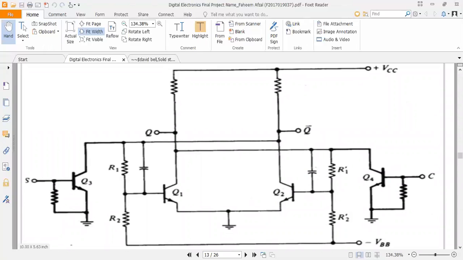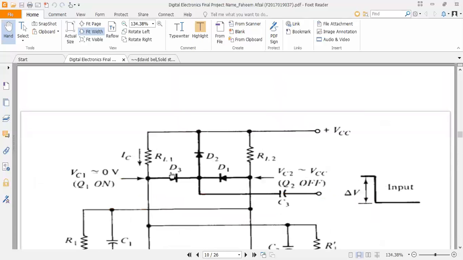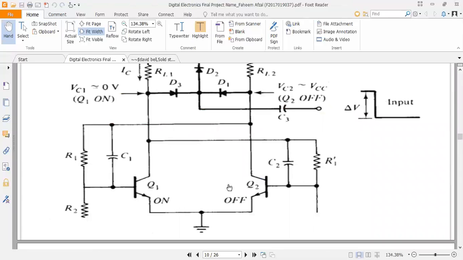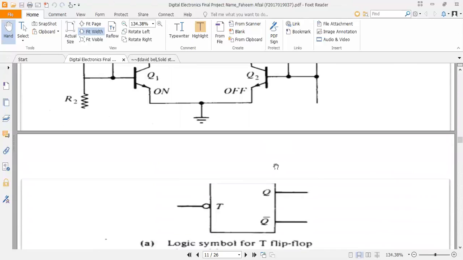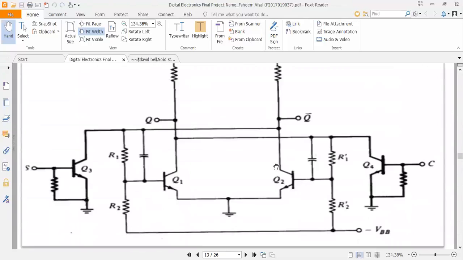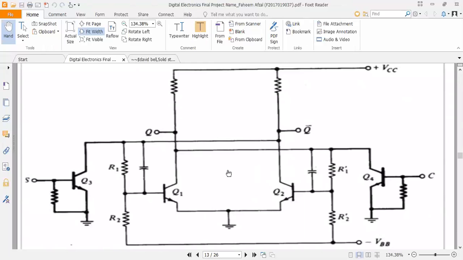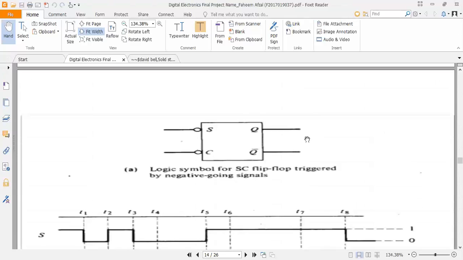If we remove these two transistors and resistors, the circuit will remain the same as the bistable multivibrator. One thing that I forgot is that these C1 C2 hold charges and they are also called speed up capacitors and also called commutating capacitors. Now coming back to our SC flip flop, its working will be the same and these S and C are the inputs and Q and Q bar are the outputs. I will explain it below.